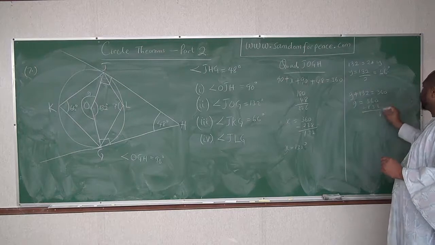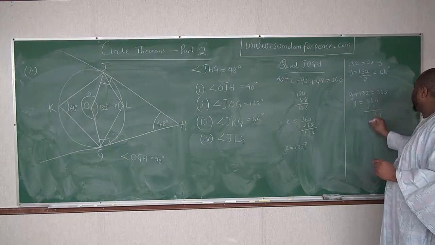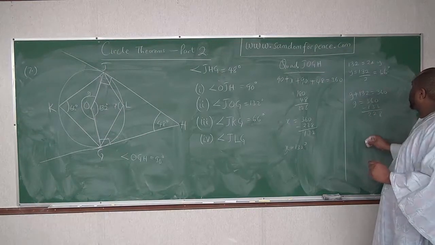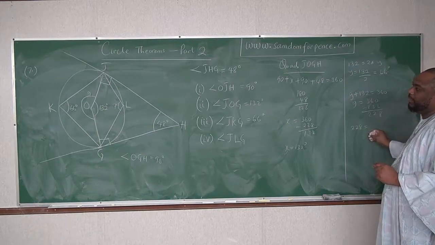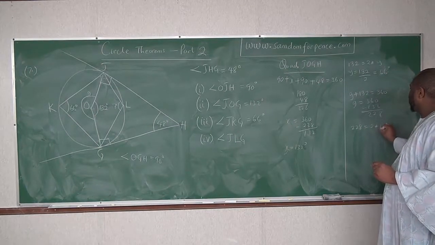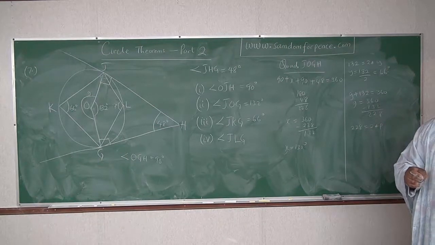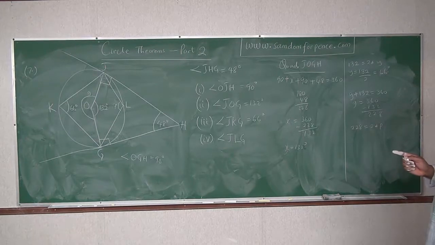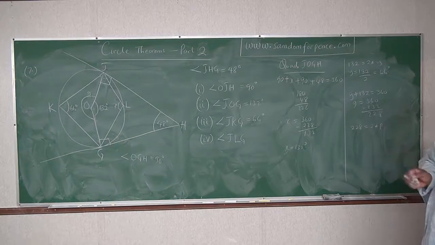This is 8. 5 minus 3 is 2. 3 minus 1 is 2. 228. So now G, that 228 is equal to 2 times P. Reason, angle at center is 2 times angle at circumference.